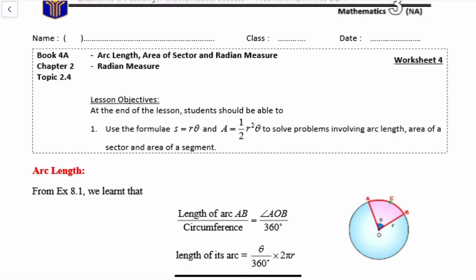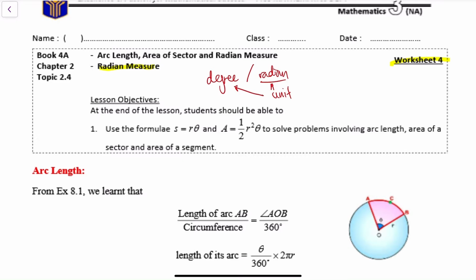Hi everyone. Okay, so we are at worksheet 4 now. In the last lesson, we learned that radian measure, when it comes to circle related matters, is simply a different unit of measurement. Just like we can use degree to measure things, we can also use radian to measure things. So radian is just a different unit.